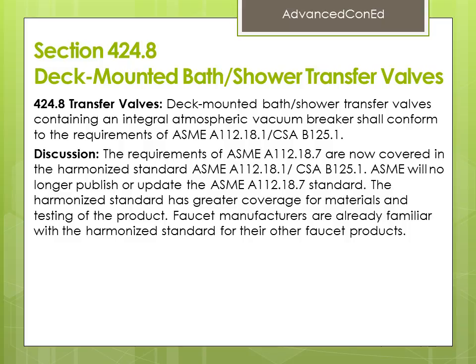Discussion. The requirements of ASME A112.18.7 are now covered in the harmonized standard ASME A112.18.1 or CSA B125.1. ASME will no longer publish or update the ASME A112.18.7 standard. The harmonized standard has greater coverage for materials and testing of the product. Faucet manufacturers are already familiar with the harmonized standard for their other faucet products.